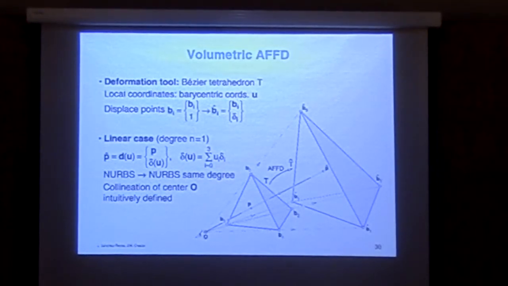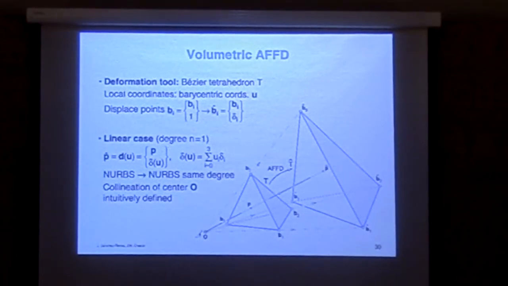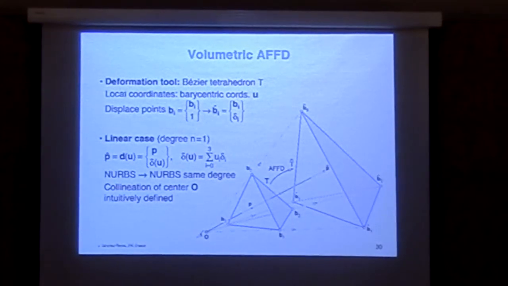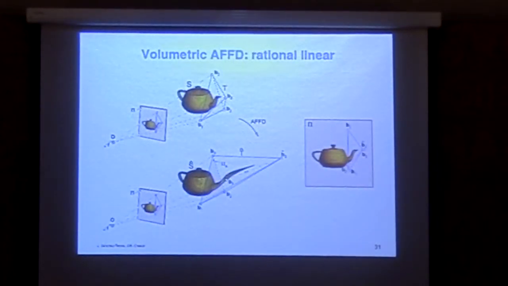The tool we want is a 3D tool where we have some volume with control points to perform very complex models, bunnies, horses. So instead of something on a plane, we use a true three-dimensional control lattice of control points. We can have just a tetrahedron. This is the simplest, the linear case. And if we embed our model in this tetrahedron, we move away one of the control points, and we deform our model.